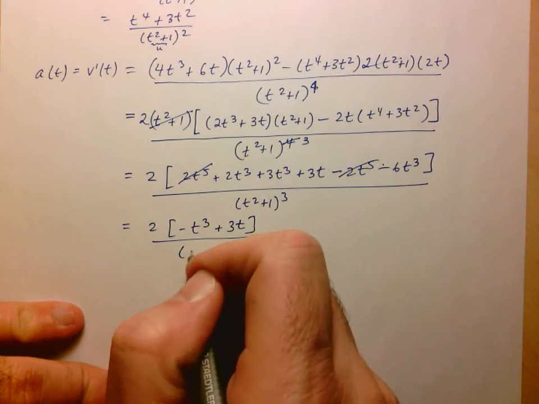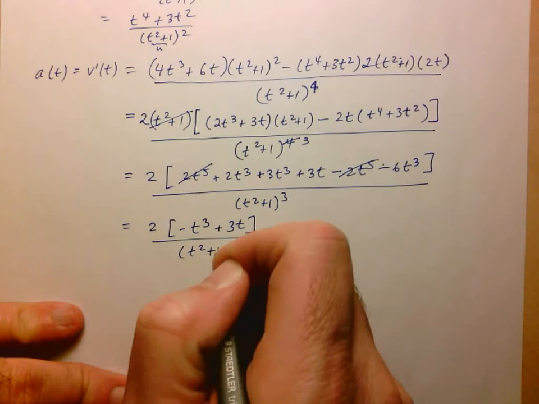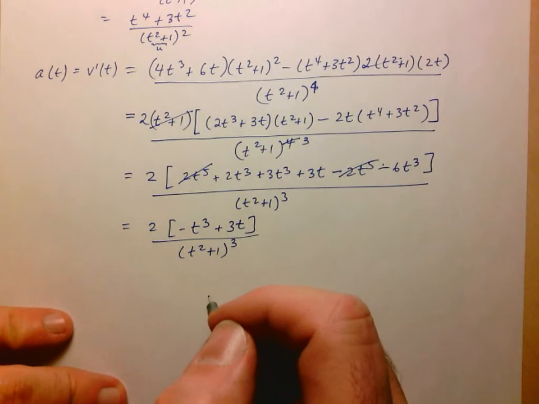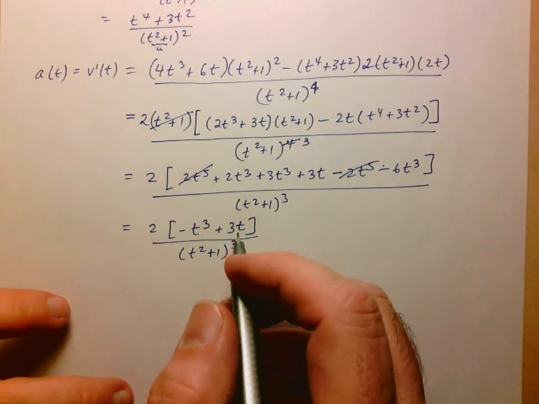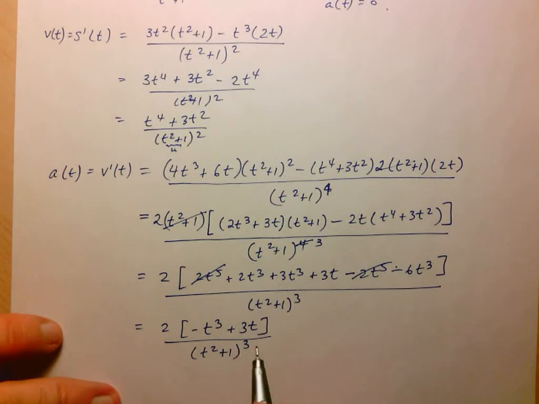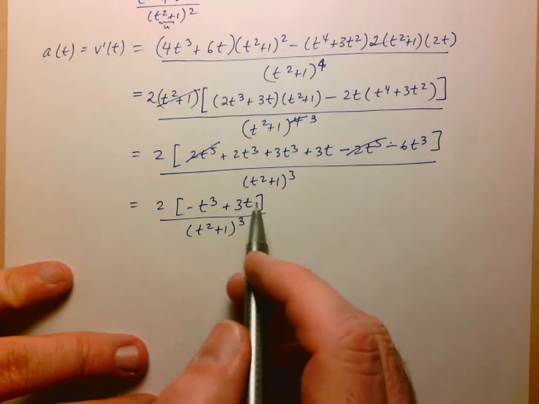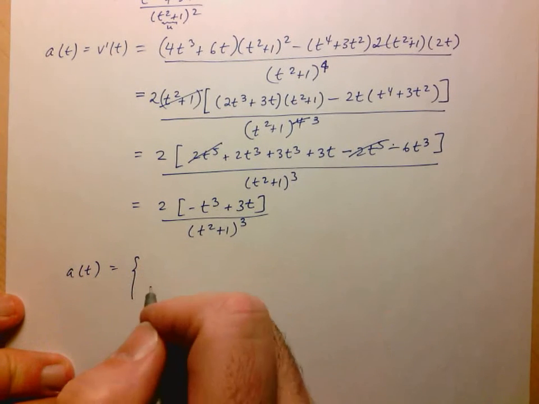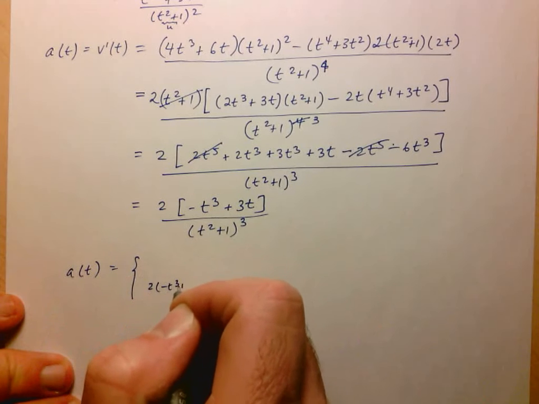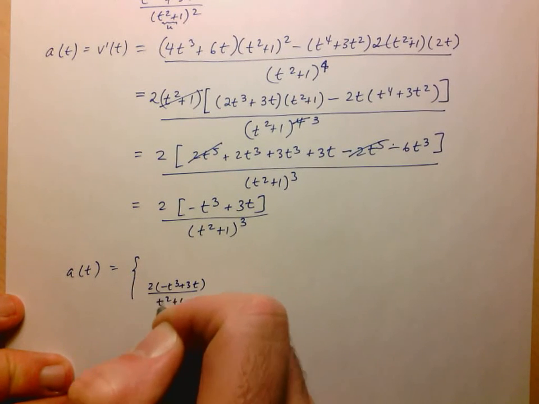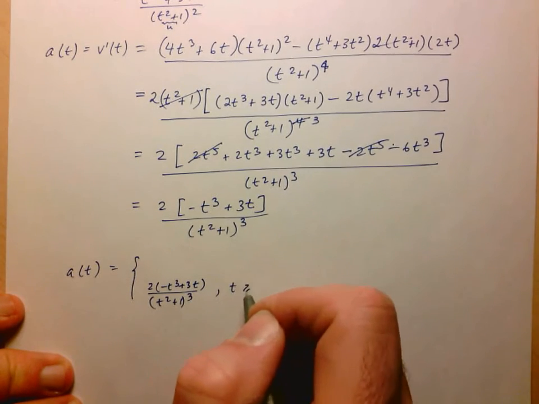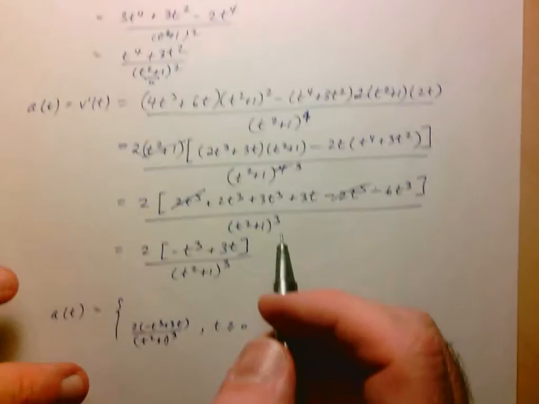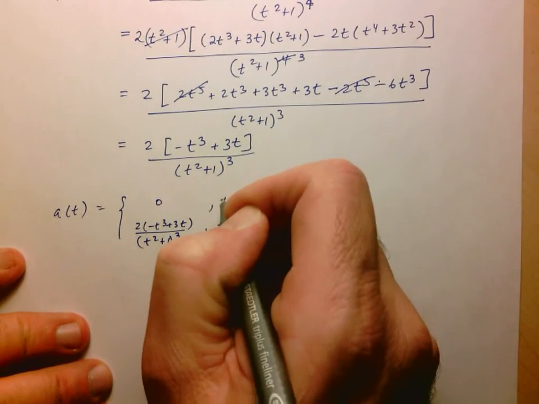And so what we have here is a fairly simple function for our second derivative, or acceleration function. But let's remember what we were actually asked to show. We were asked to show that our acceleration function is continuous at 0. So if we were to write the acceleration function, remember that 2 times negative t cubed plus 3t all over t squared plus 1 to the 3 is only valid for t greater than or equal to 0. But don't forget that if we go back up here, the second derivative of 0 is just 0. So this is equal to 0 for t less than 0.